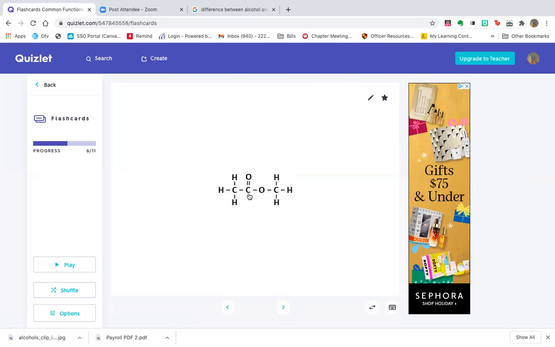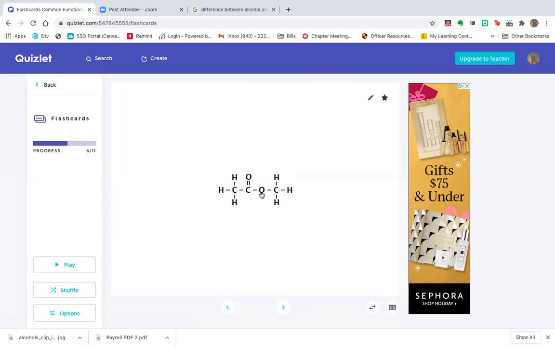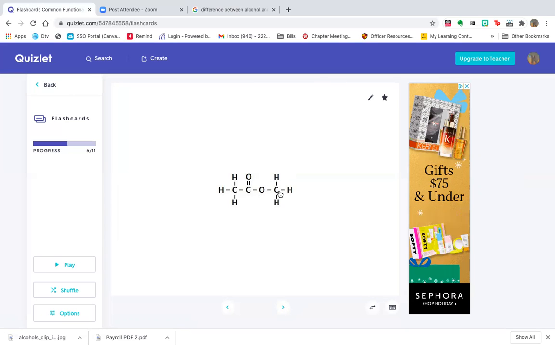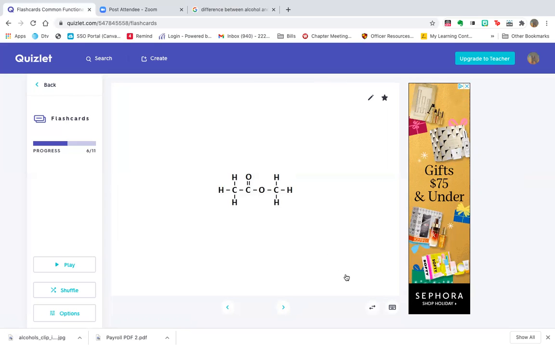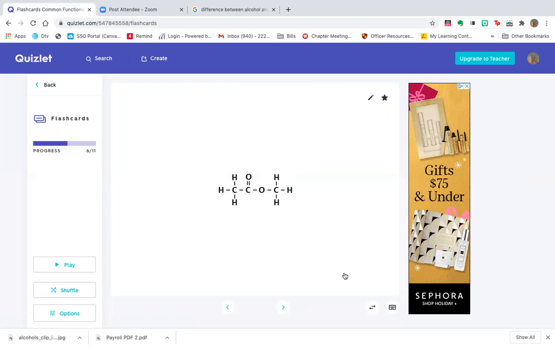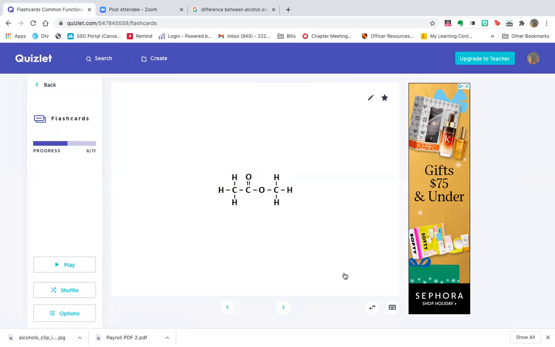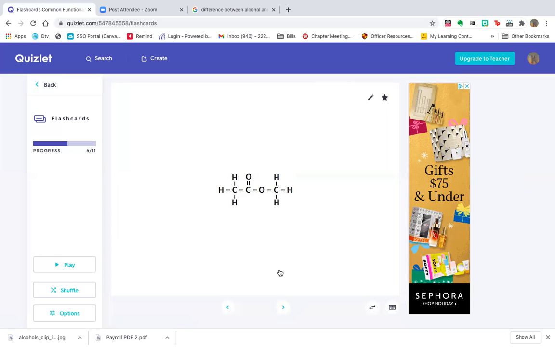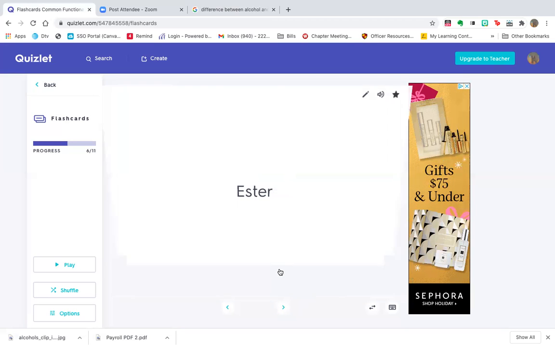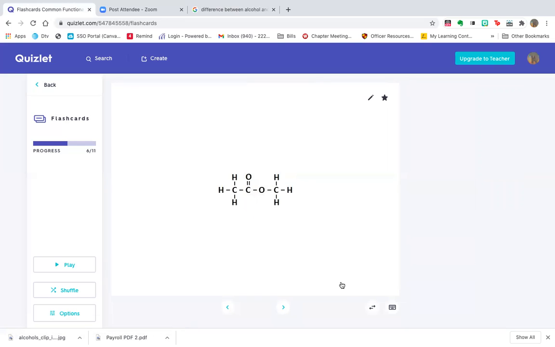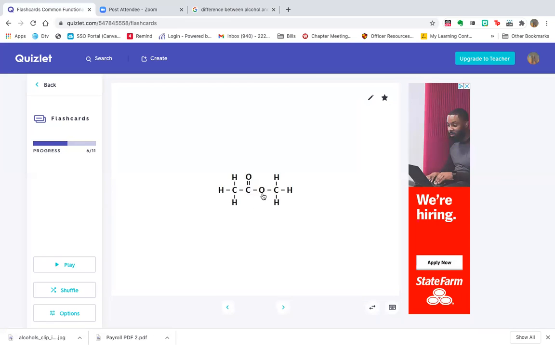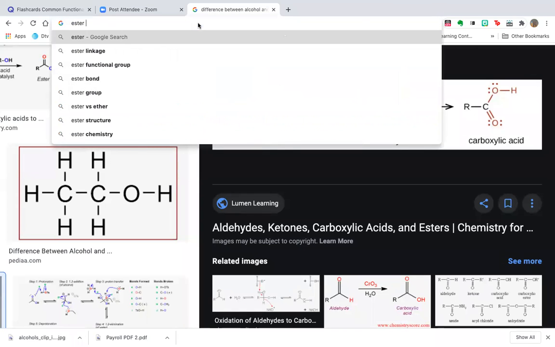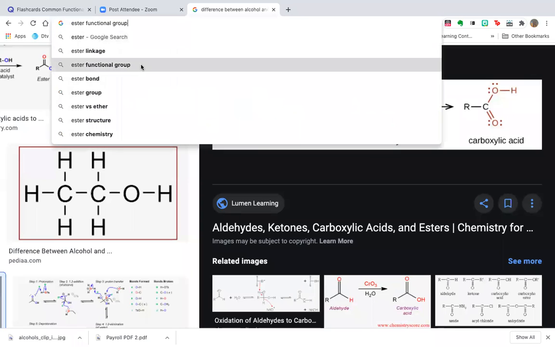So we have central atom double bonded to an oxygen, bonded to an oxygen, which is then bonded to a carbon. Okay, yeah. This should be an ester. Okay, I always got ester and ether mixed up. But an ester is going to be double bonded to an oxygen, also so very similar to a carboxylic acid, but then the oxygen is also bonded to a carbon. So we'll look up a picture of another ester. Ester functional group.